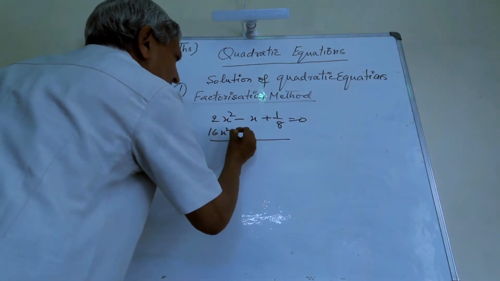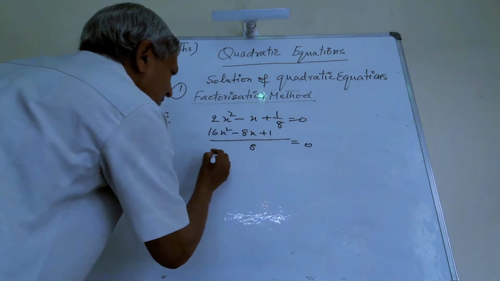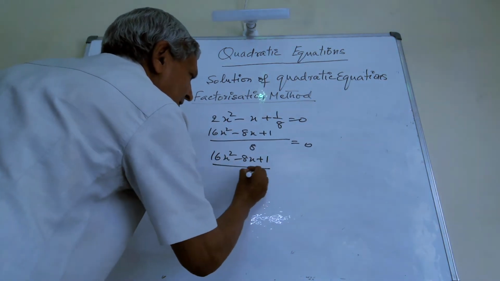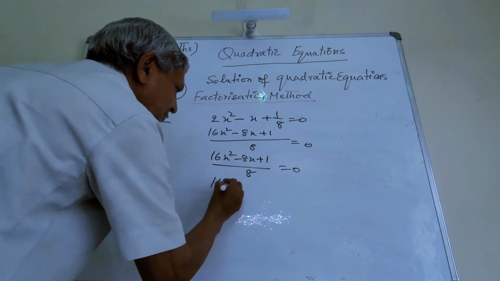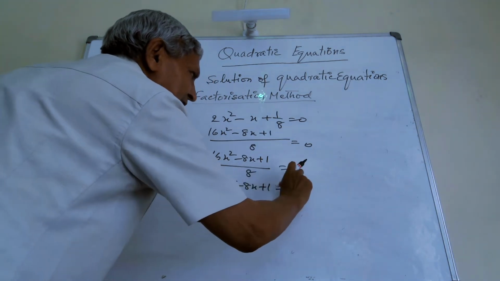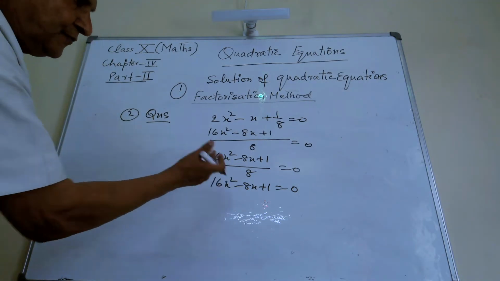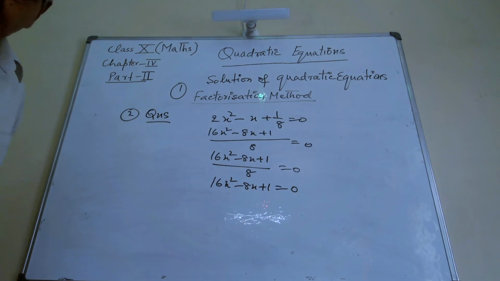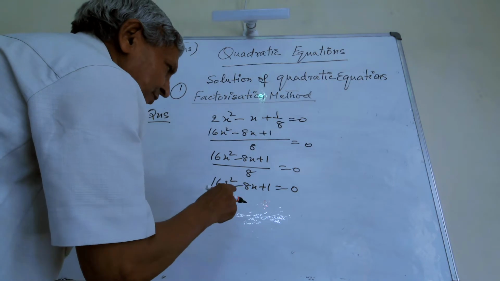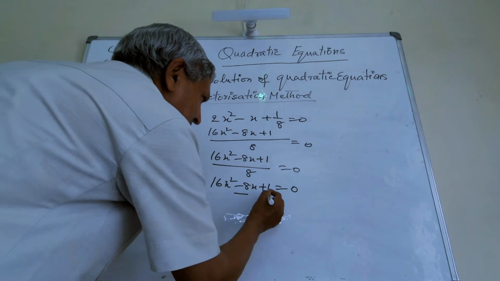16x square minus 8x plus 1 upon 8 is equal to 0. So 16x square minus 8x plus 1 is equal to 0, because 8 into 0 is equal to 0. This is the standard form of this quadratic equation. Now we have to factorize this equation. As I told you in the first example, take two numbers whose sum is minus 8 and product is 1.